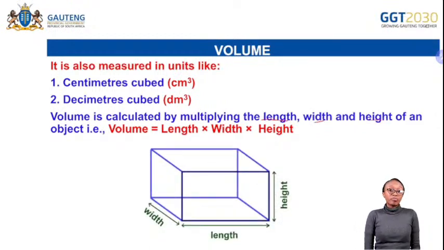Let's look at this diagram here, just as a refresher of what exactly is the width, what is the height, and what is the length. The length is the longest part. This is the length of the cube, this is the width of the cube, and this is the height of the cube.